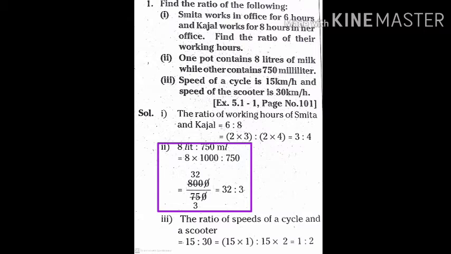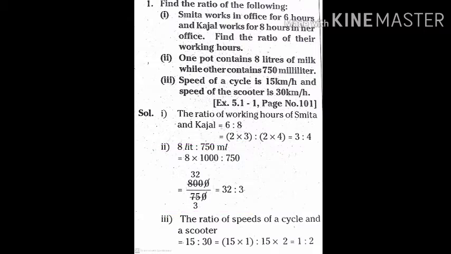That is equal to 8 into 1000, that means 8000 by 750. Cancel 0 and 0, and cancel with 25 table. 25 3s are 75, 25 2s are 50. That is equal to 32:3.